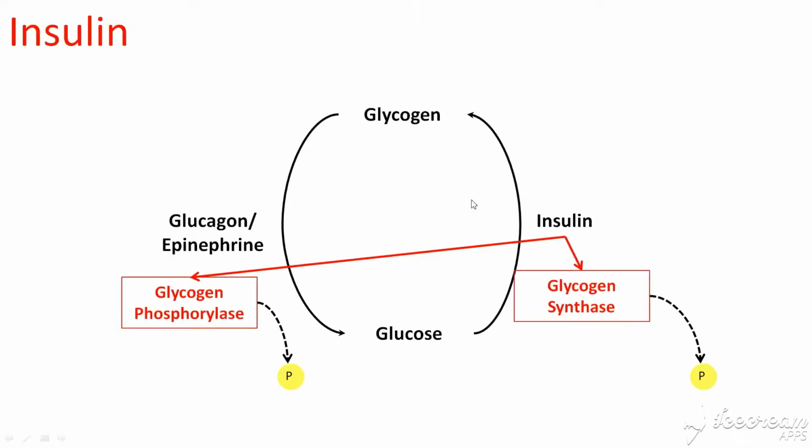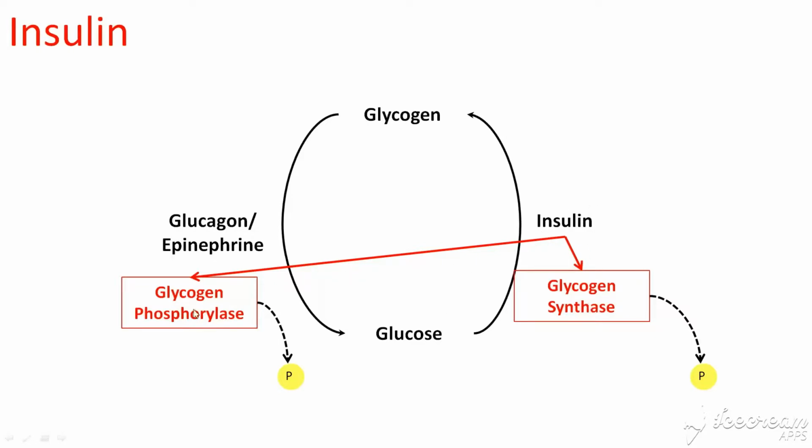So now we're going to talk about insulin. So insulin is an anabolic hormone. So that means insulin is going to be released when the body is in a state of high energy. So for example, after a person has eaten a meal, there's going to be high glucose in the blood, and insulin is going to be released. So insulin as an anabolic hormone is going to promote the conversion of that excess glucose into glycogen to be stored for future use.